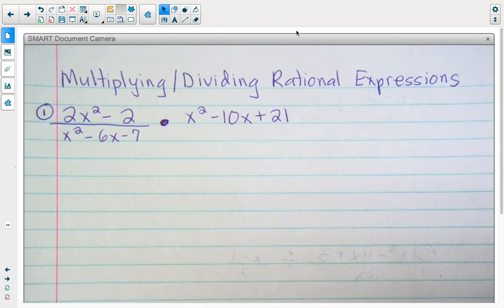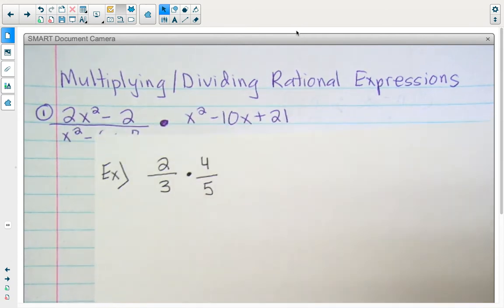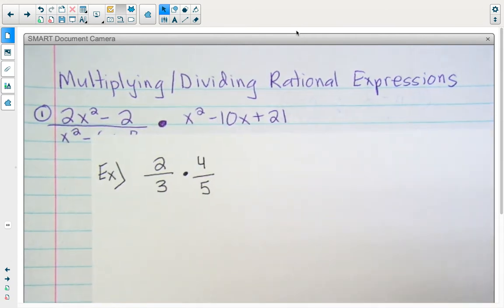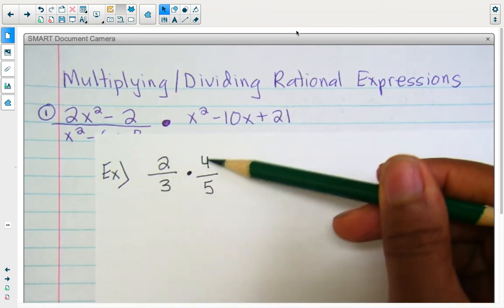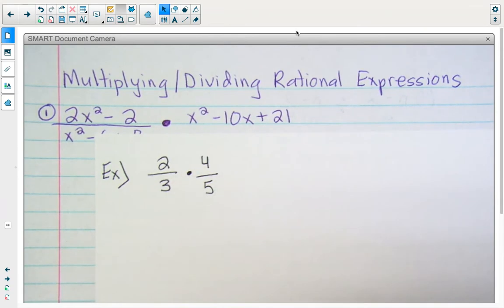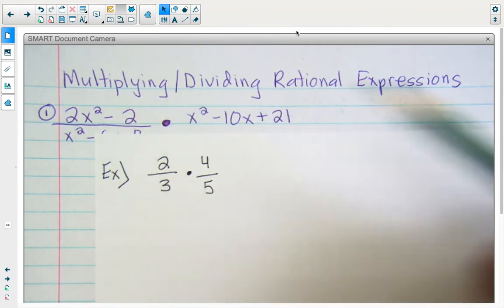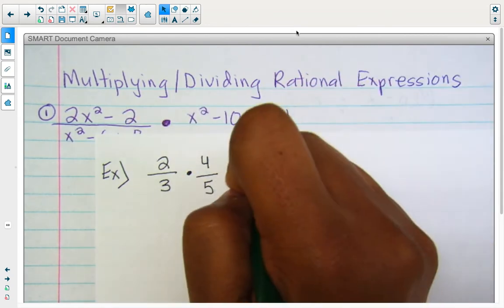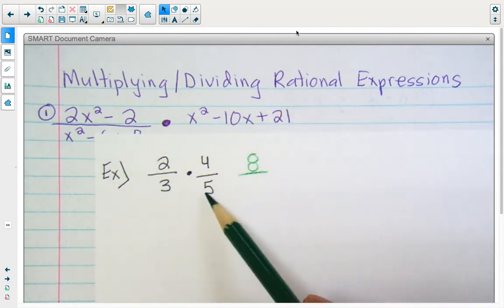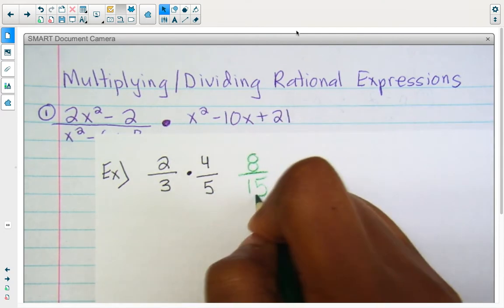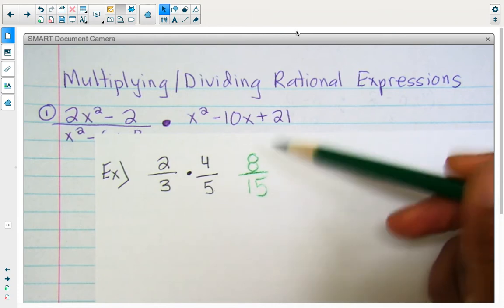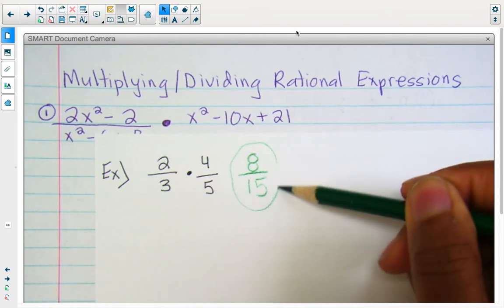So let's start with a number example before we get into this one. That's just a little side note. When you are multiplying fractions, you do numerator times numerator, denominator times denominator. So we do top times top and bottom times bottom. I'm going to do the same thing when I get to my variables. So 2 times 4 is going to give me 8, and then 3 times 5 gives me 15. If I could simplify this, I would, but I cannot, so we're going to leave it just like this.